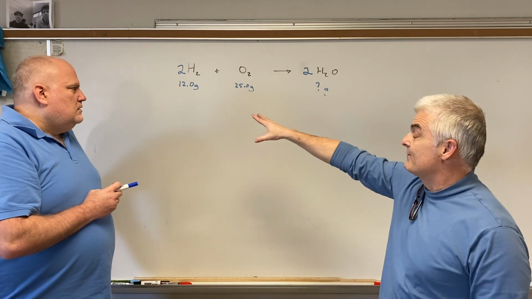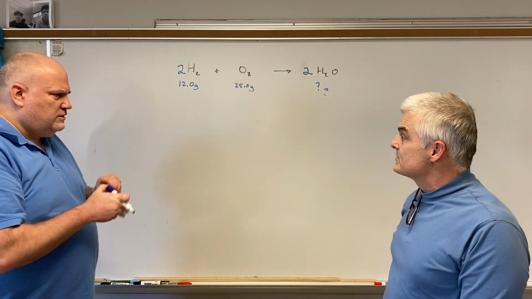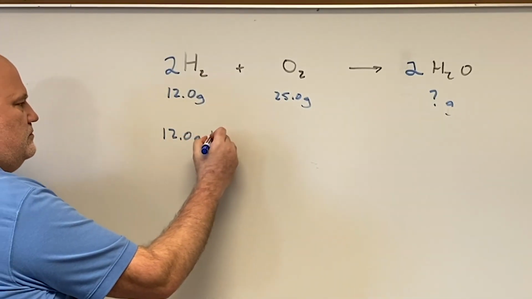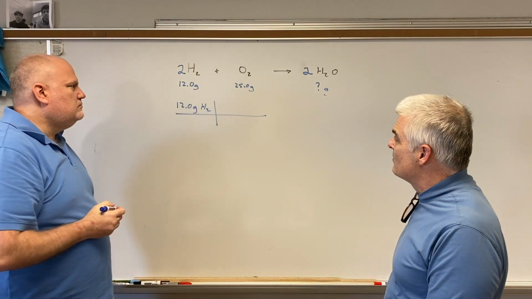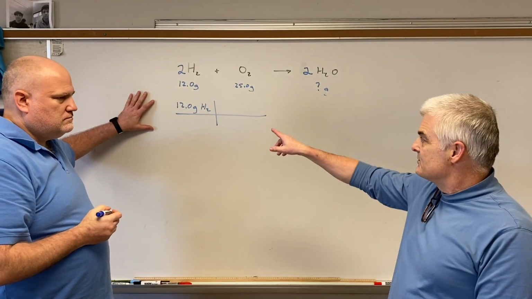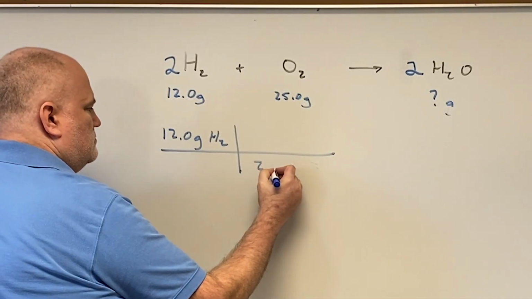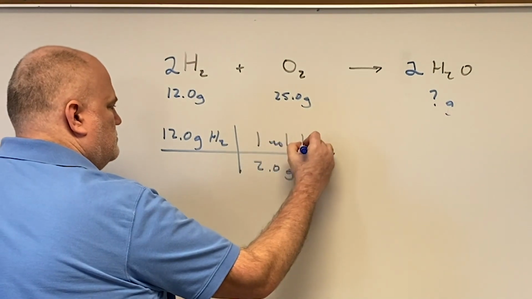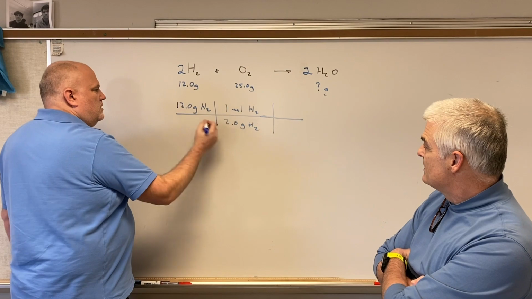So we have to do the math completely through. Start here with 12.0 grams of hydrogen. We're going to do gram to moles, moles to moles, moles to grams. You've done this before. Let's just round this. 2 grams of hydrogen, the molar mass, is equal to 1 mole of hydrogen. And then we do the mole to mole ratio. This cancels out my grams.